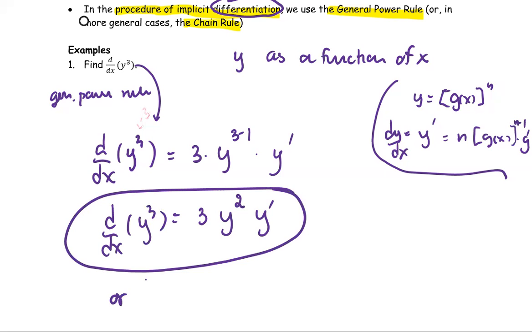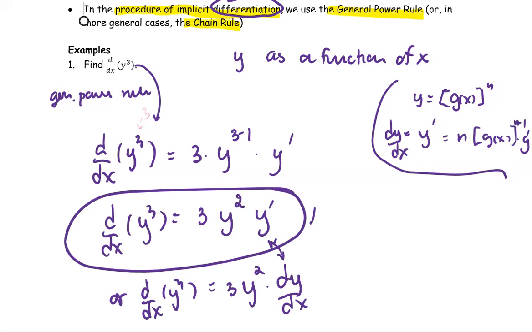Or you can write it as d by dx of y to the third equals 3 times y to the second times dy by dx, which is another form of the notation of the derivative of y with respect to x. So either this form or this form would be the final answer.